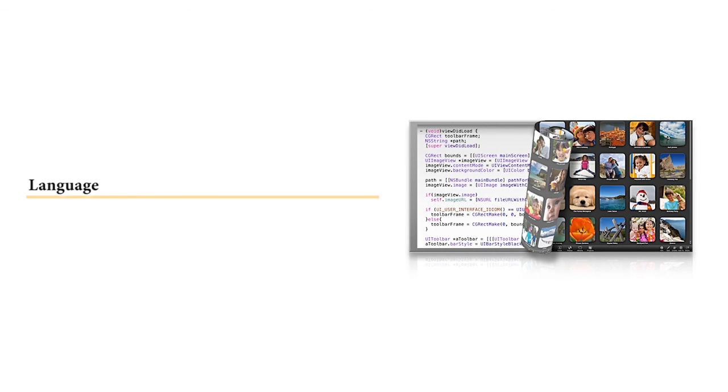Objective-C is an elegant object-oriented language that powers all iOS apps. Objective-C is a superset of C, which means you can write both C and Objective-C code in your projects. Although you can use other languages for development, you can't build an iOS app without Objective-C.